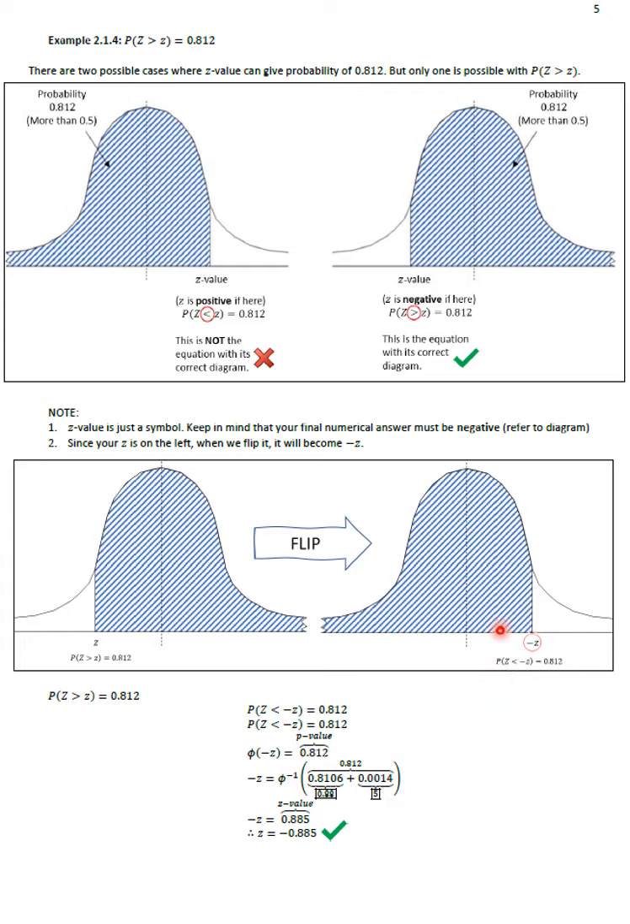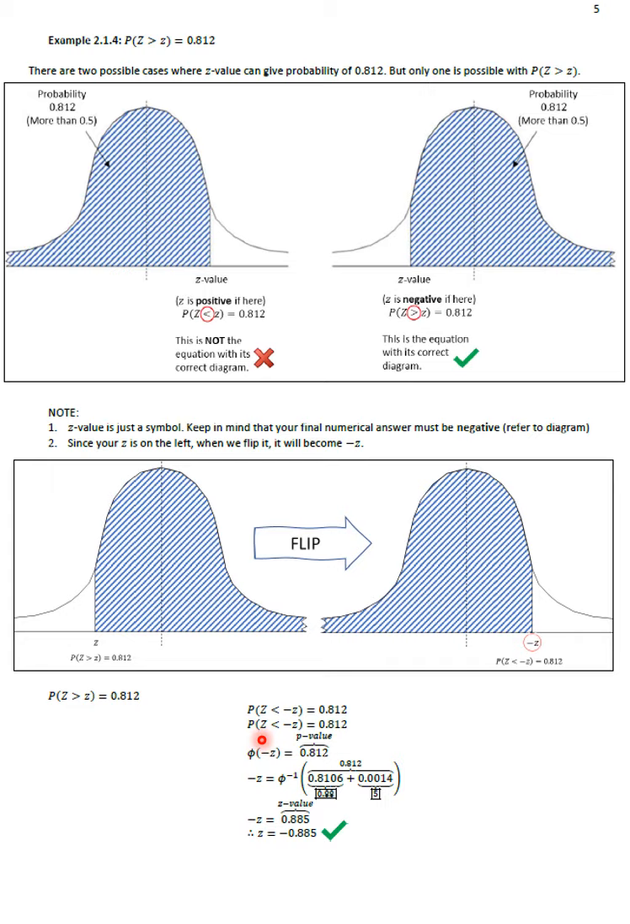Alright, so Z is just a symbol. Anyway, we flip it like this, your Z becomes negative Z. So now we can use the Z table. This area probability, the notation is something like this: probability of Z less than small minus Z equals 0.812, which is the probability here.